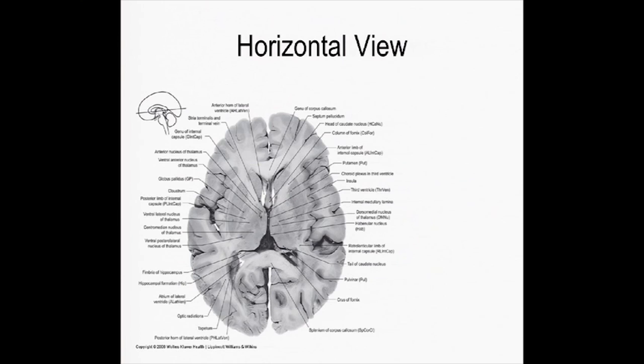So here is a horizontal view, so we're cutting straight through. You can see this big hole here, and these holes here. Which hole is this? Does anybody want to guess what the name of that hole is? What are the holes called? Ventricles. And which ventricle do you think that is?